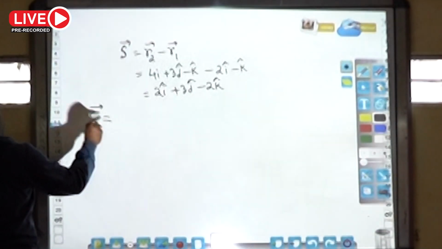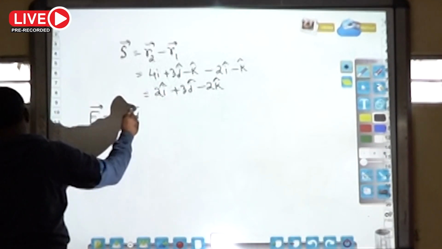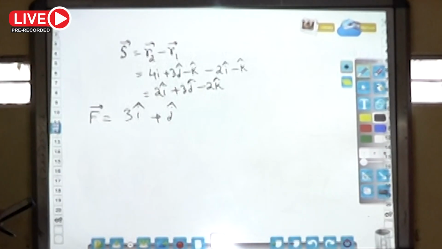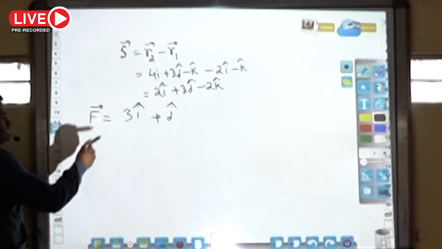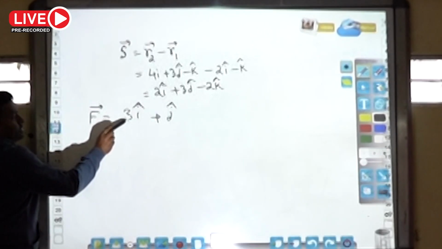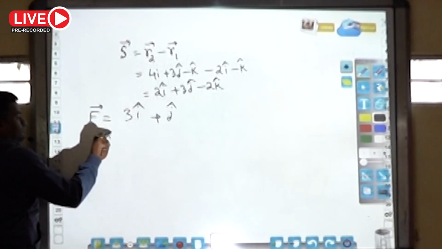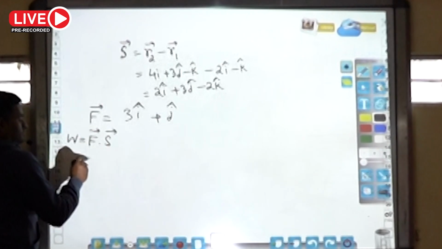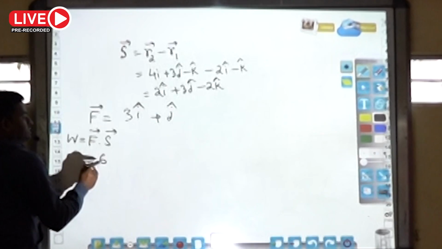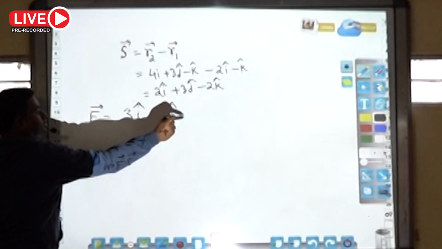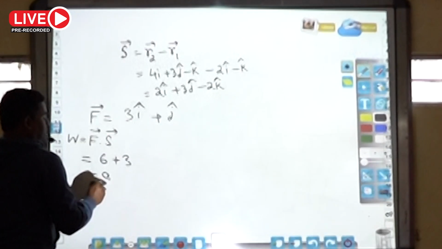Force vector is given 3i + j. So calculate the dot product between F and S. That is the work done. So 3 into 2, that is 6, 1 into 3, that is 3, and then there is nothing, means k's coefficient is 0. So it will be 9 joule.